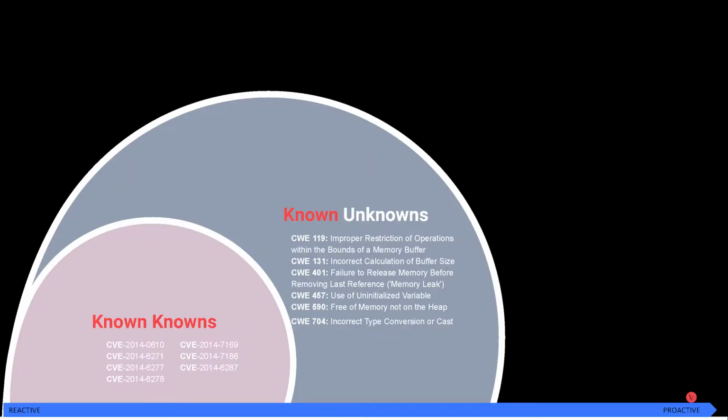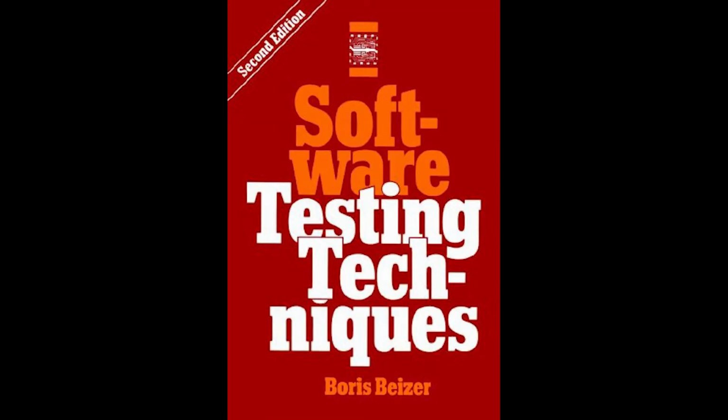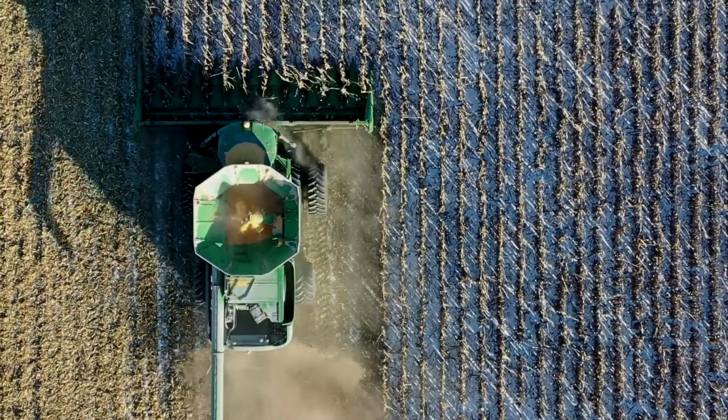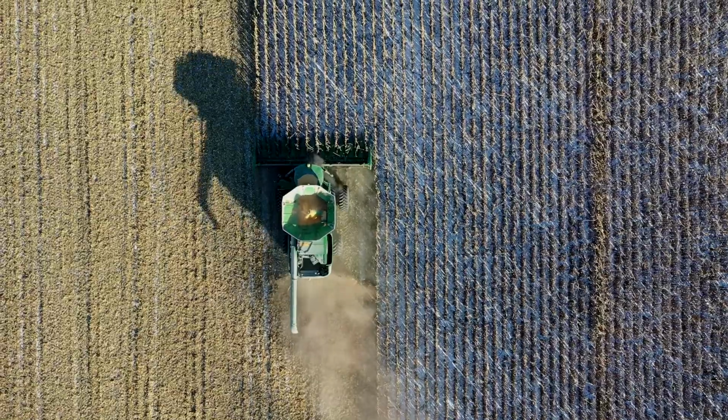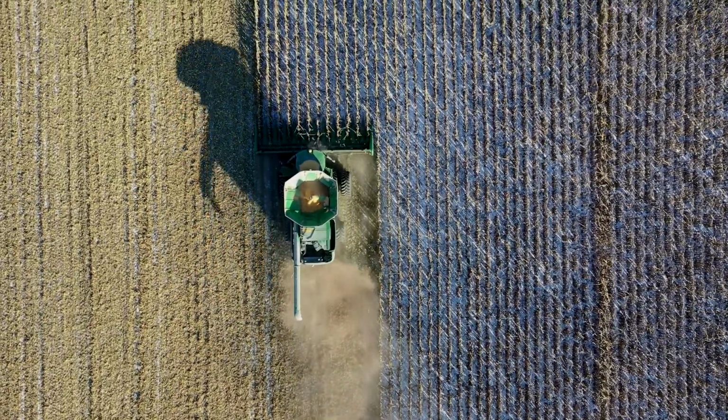Why? By looking only for the known vulnerabilities and weaknesses, SAST and SCAs fail to discover new bugs by only looking for the unknown knowns and known knowns. This is due to something known as the pesticide paradox. In a 1990 book, Software Testing Techniques, Boris Beizer first coined the term. The pesticide paradox states that if the same software tests are repeated, eventually those test cases will no longer find new bugs. So it's a common misconception that no new bugs can indicate that the software under test is secure.